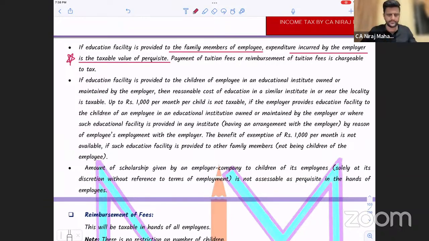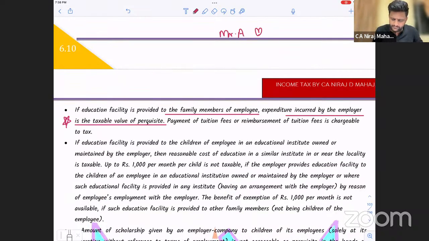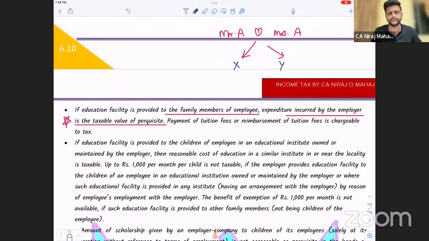Okay, I'll repeat. Pay attention. Mr. A married Mrs. A. Now they have two children, X and Y. Correct? Now, what if the education is provided to these children by the employer free of cost? First of all, we add it in the value of perquisite. Agreed till here. We add it in the income of the employee as perquisite, but we also reduce how much? 1,000 per month per child.